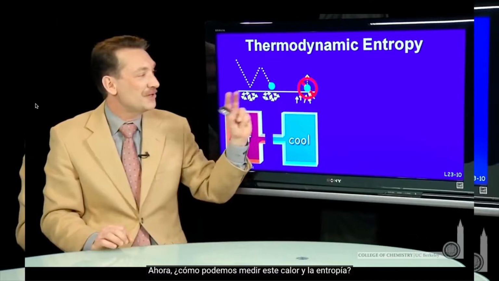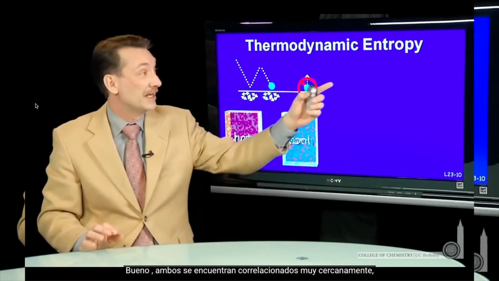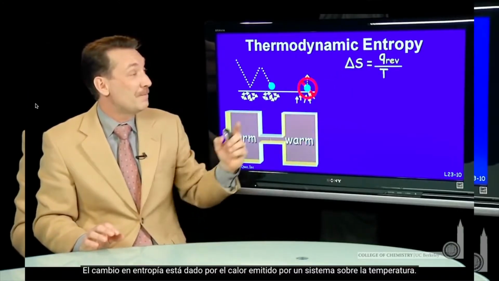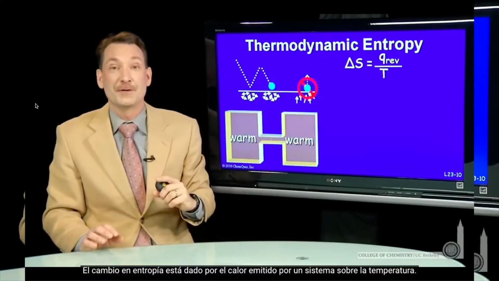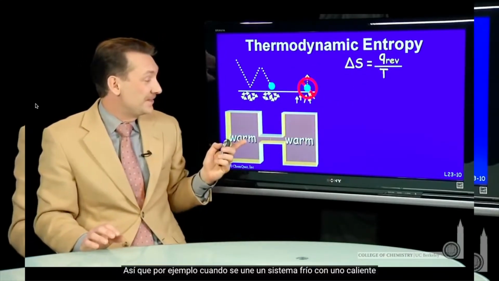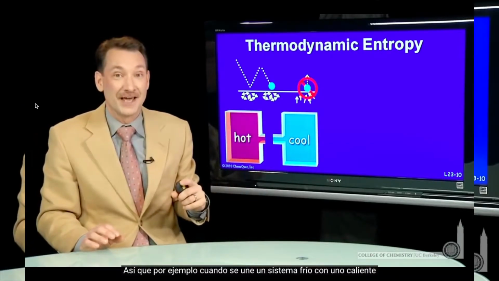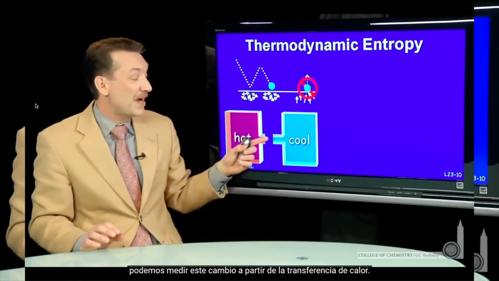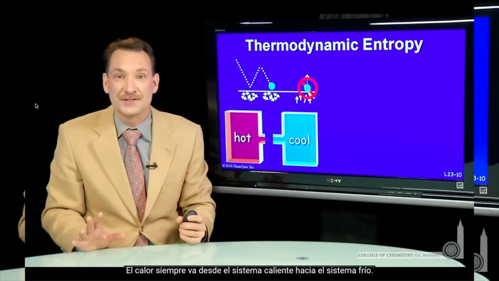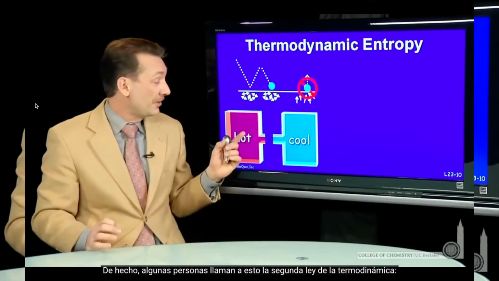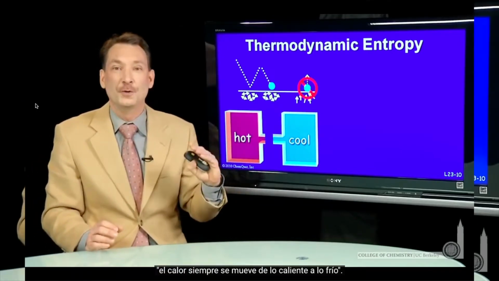Now, how do we measure this heat and entropy? Well, it's very closely correlated. The entropy change is given by the heat evolved in a system over the temperature. So when a system goes from bringing a cool and a hot system together, we can measure that by the heat transferred. Heat always goes from a hotter system to a cooler system. In fact, some people call that the second law of thermodynamics. Heat always moves from hot to cool.